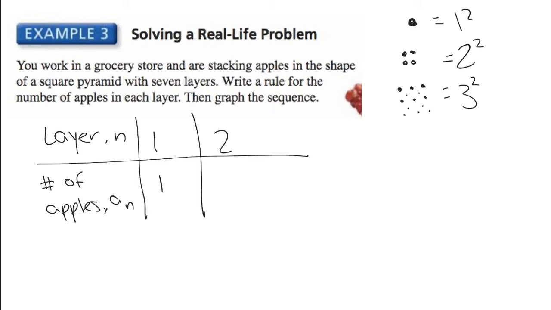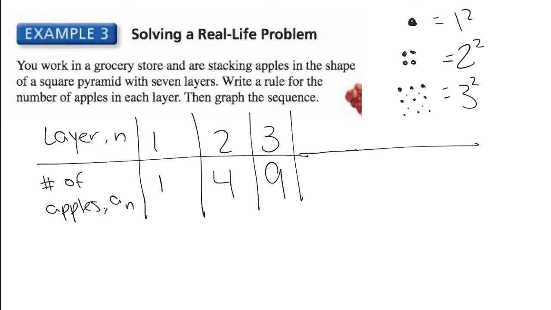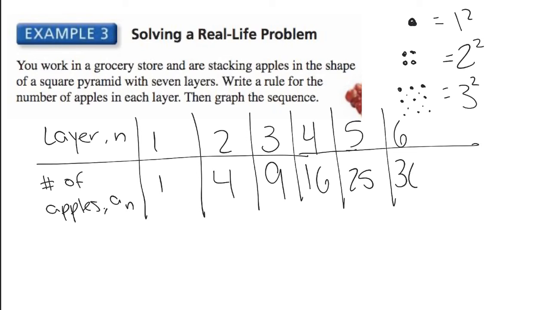My second layer, how am I going to have? Well, 2 squared is 4. Then 3 squared is 9. And then we'll go ahead. We have to go all the way to 7. 4 squared is 16. 5 squared is 25. 6 squared is 36. And 7 squared is 49. Aren't you guys glad you know your squares?